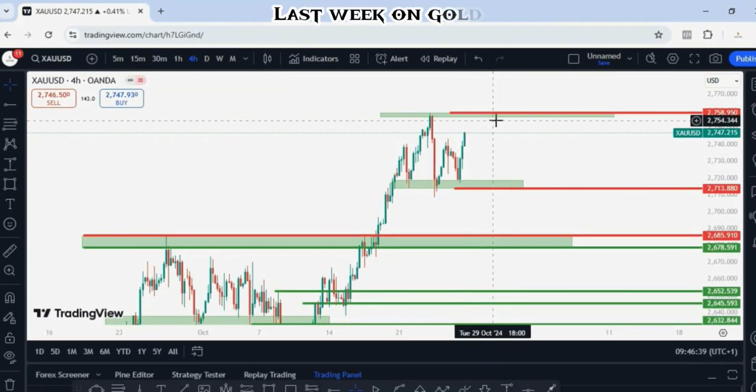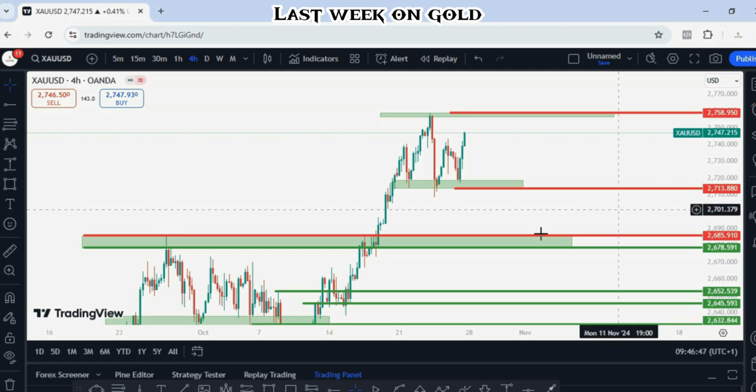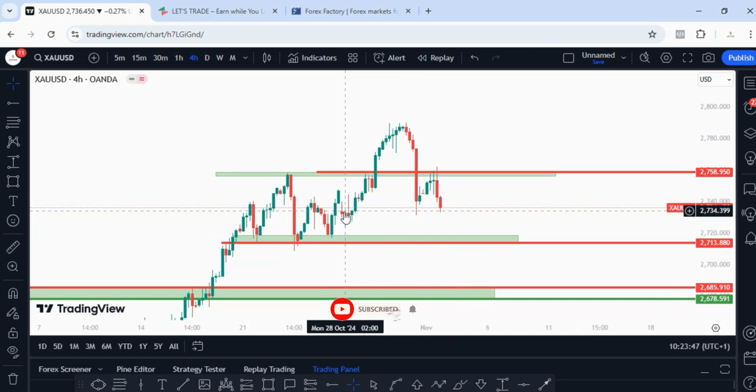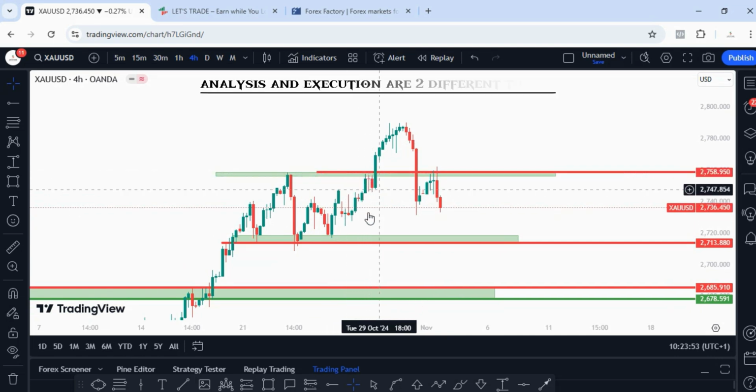But with this current impulsive move to the upside, we are definitely going to test the 2758.950 area. Welcome back, guys. So you can see how price gapped down initially, giving us a cheaper area to get into the trade before taking off into our target.